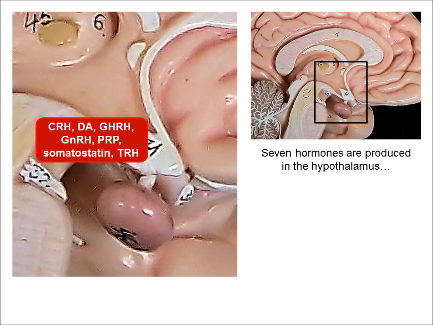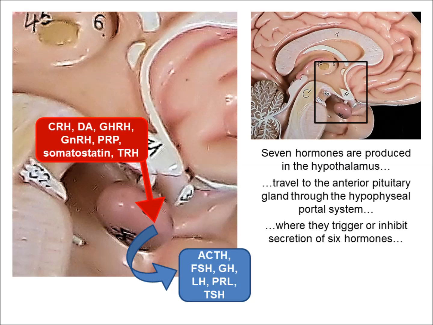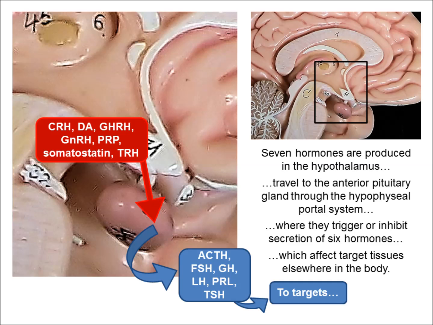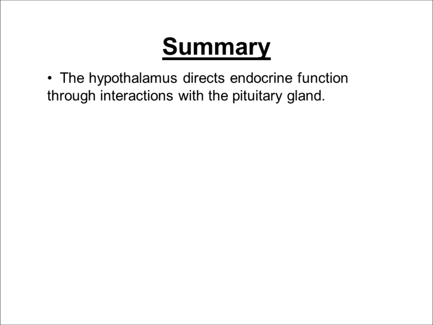In the anterior pituitary, on the other hand, we find 7 hormones produced in the hypothalamus: CRH, dopamine, GHRH, GnRH, PRP, somatostatin, and TRH, all of which travel to the anterior pituitary gland through the hypophyseal portal system, where they stimulate other cells within the anterior pituitary to produce an additional set of hormones, ACTH, FSH, GH, LH, PRL, and TSH, all of which go on to target other cells in the body after they're secreted by the respective anterior pituitary cells.